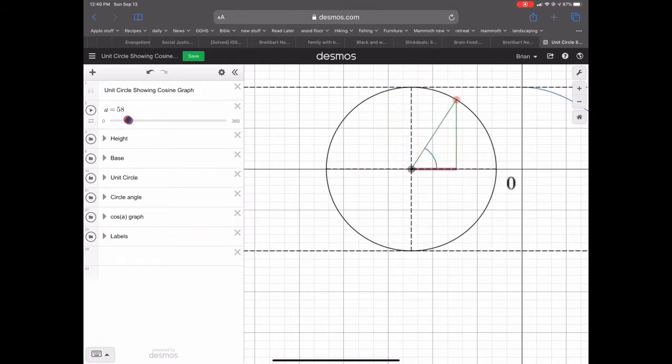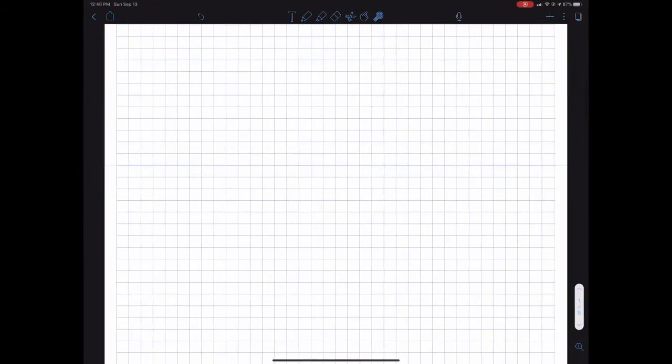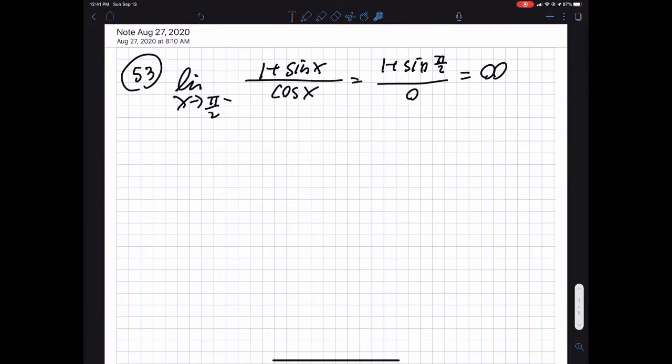So as you can see, as I get closer and closer to pi over 2, the adjacent side, that red line, which is the cosine, gets smaller and smaller, and it is approaching 0. So we know the denominator approaches 0, but cosine is that x coordinate there, and the x coordinate is positive on the right side. So the denominator is approaching 0 from positive values, therefore it's going to be positive infinity. And I'm going to erase this because that's an incorrect statement there. And that's how you do number 53.